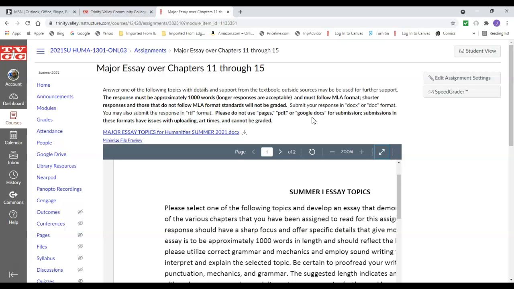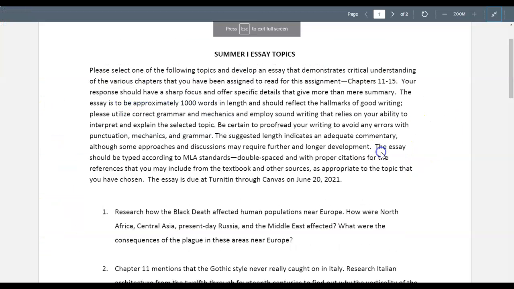The Google Docs typically will work. Sometimes they do not. PDF almost always works, but on a few occasions, when I've graded students' essays and marked them down because of formatting errors, they've told me, no, but I had it formatted right. It's just when it uploaded, this is what happened. So that's when I put the little PDF comment in here. And Pages, as I said, does not always want to work too well. But again, let's look at the topics.